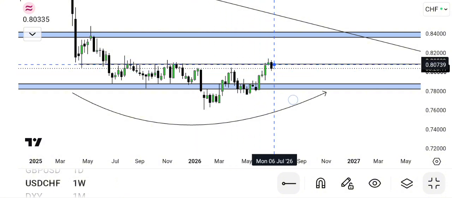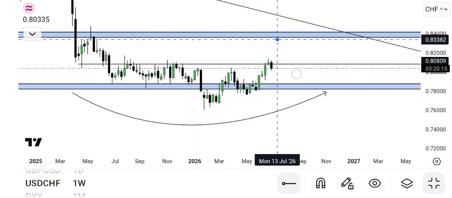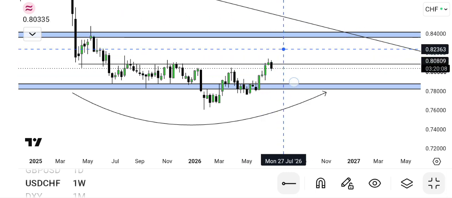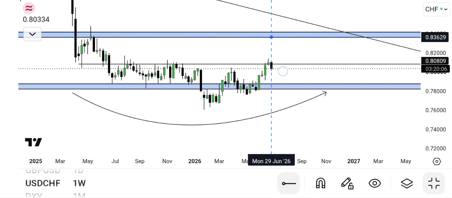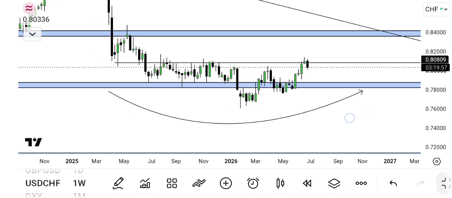If the market can clear this point here, the next target will be this point here, will be this point, will be that point there. So that is where the market will head to next.